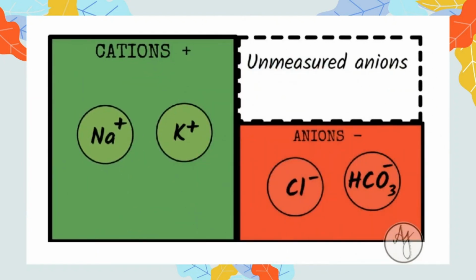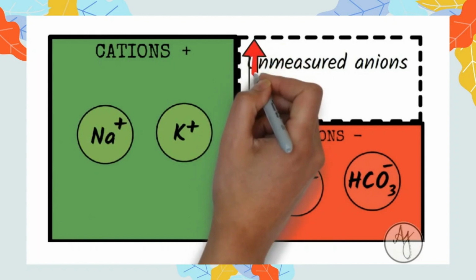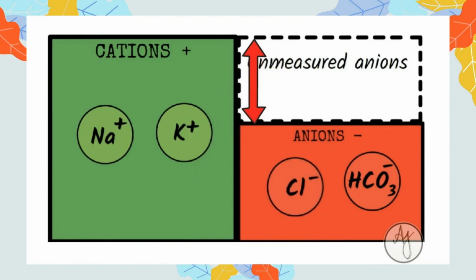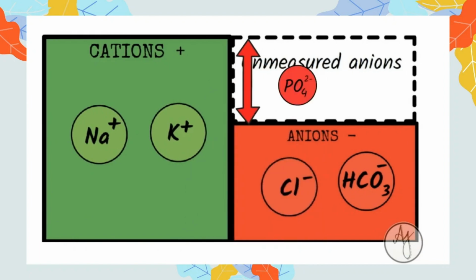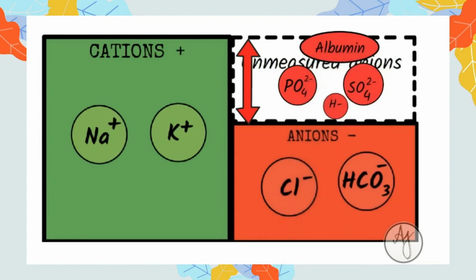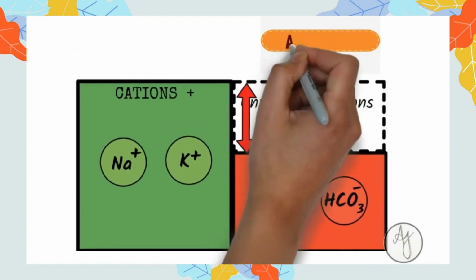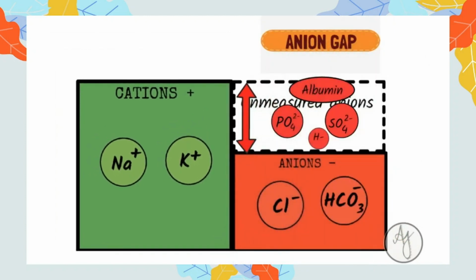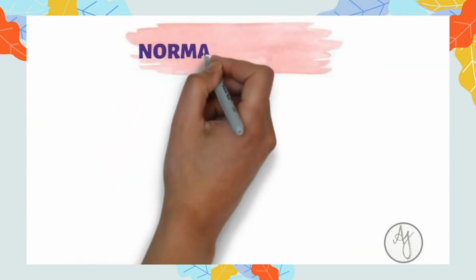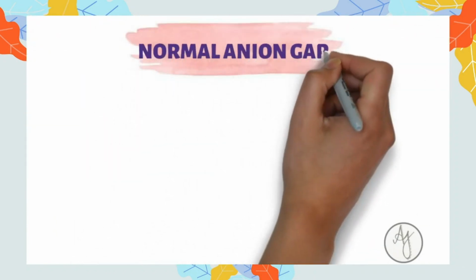So if the gap increases, it means that there are a greater number of these unmeasured anions in the serum. This is what accounts for the anion gap. Anion gap is nothing but the unmeasured anions which are not included in this equation. So what is the normal anion gap? Let's bring the formula back.